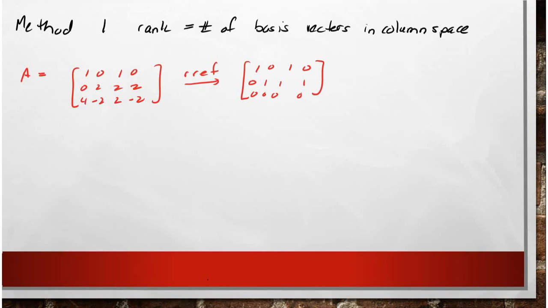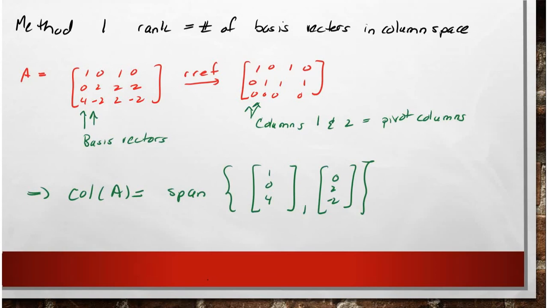Well, I row reduce the original matrix, and then I identify which columns have pivots. Columns 1 and 2 have pivots. Columns 3, 4, and 5 do not have pivots. They're in the wrong position. Because 1 and 2 have the pivots, the basis vectors are going to be the first two columns of A. So the column space of A is equal to the span of the first two columns of A. The rank, by definition, is the number of basis vectors in the column space. So in this case, the rank is 2.